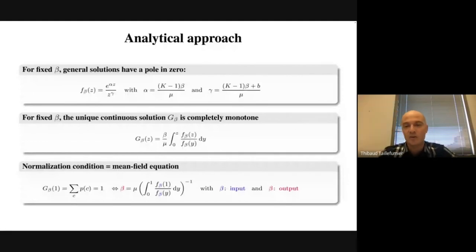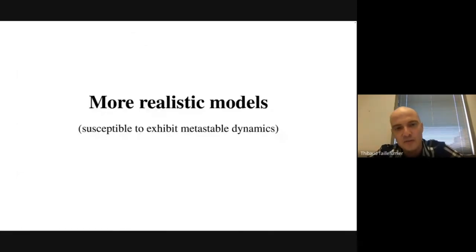Usually when you solve the RMF, what you end up with is the output-input transfer function of a neuron when driven by Poisson processes. So that works for a simple toy model. Now we'd like to develop the same kind of tools for more realistic models, at least models that are complex enough so that they may exhibit metastable dynamics.